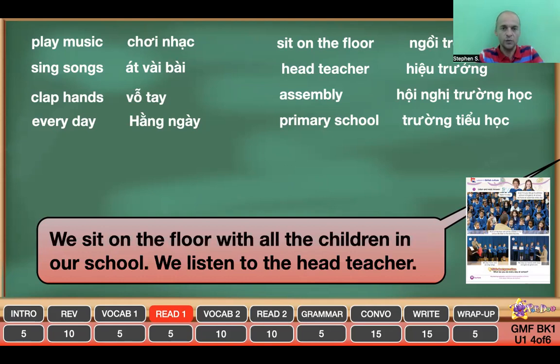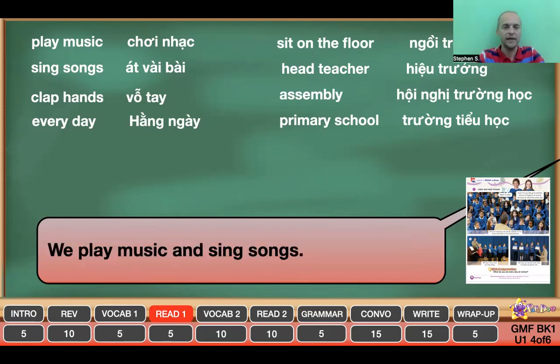We sit on the floor with all the children in our school. We listen to the head teacher, okay? We play music and sing songs.